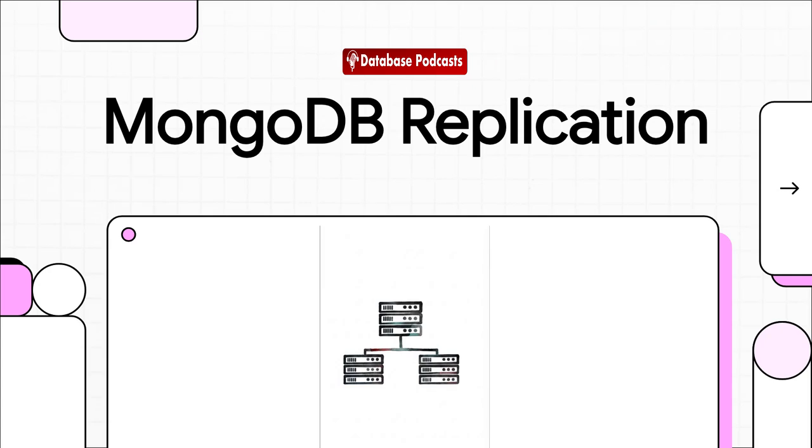Let's be real, in a world that's always on, your application can't afford to take a break. So what happens when its heart, the database, just stops? Today, we're going to dive into how MongoDB solves this exact problem with a really slick feature called replication.